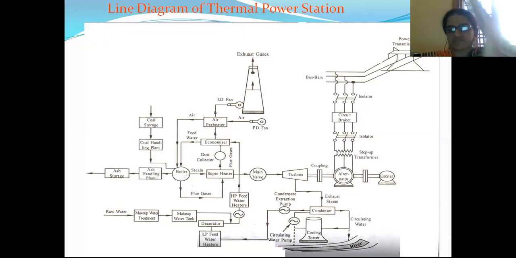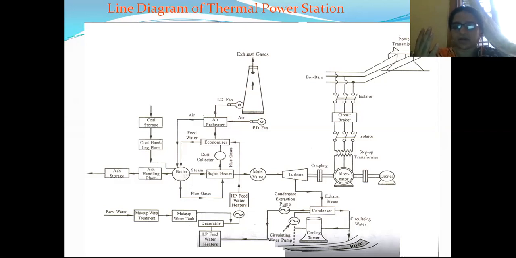Coming from the left side of the line diagram, first I'll tell you what the main parts are, and the sub parts which help the main parts we'll discuss later. The first main part involved is a boiler. In a thermal power plant you require a boiler. Second, you require a superheater. Third, you require a turbine, and fourth, you require an alternator.